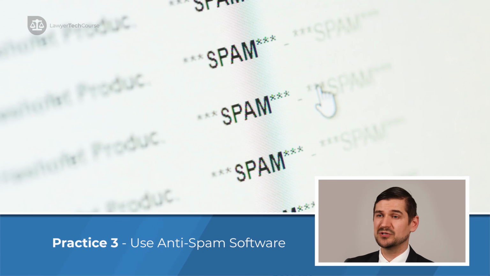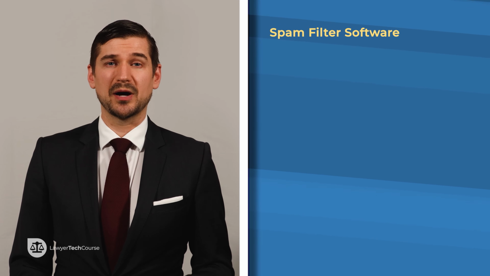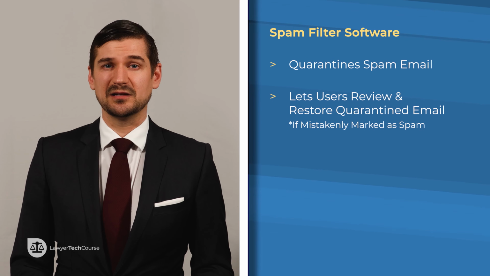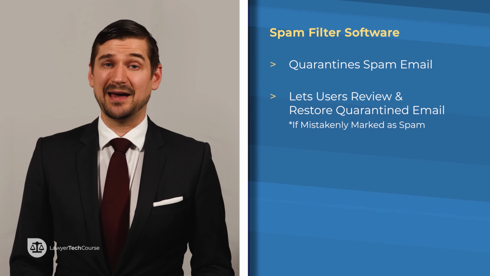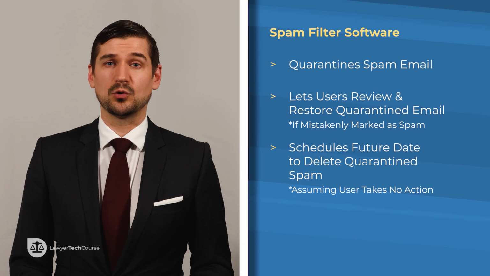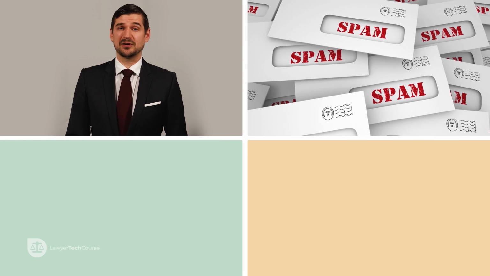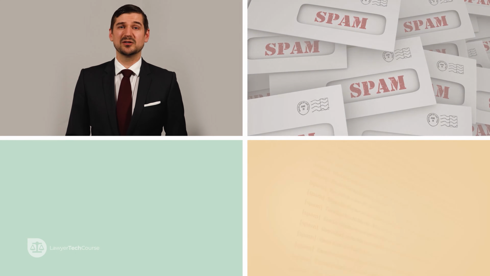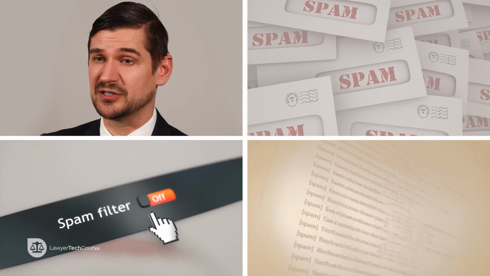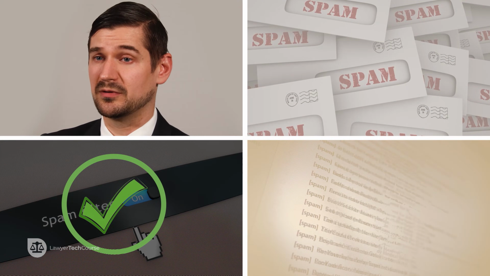Practice 3. Use anti-spam software. Spam filter software deals with spam email by quarantining it, allowing users to review and restore quarantined email if it was mistakenly marked as spam, and, if the user takes no action, scheduling a future date to delete quarantined spam. Whereas spam of the past mostly consisted of annoying but mostly harmless advertisements, a high volume of modern spam contains dangerous phishing links. Given the increased use of phishing and malware which is sent to users by email, spam filters are now more important than ever.